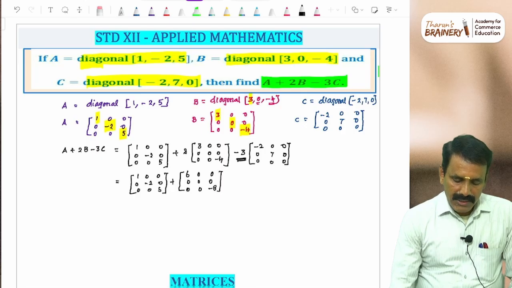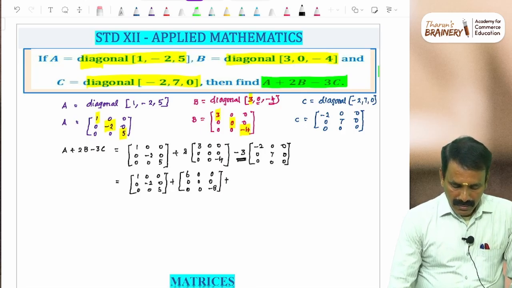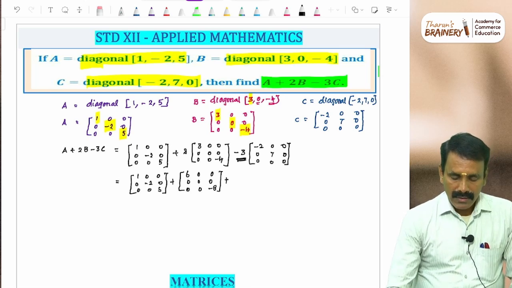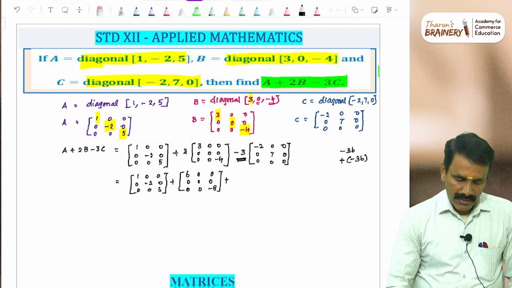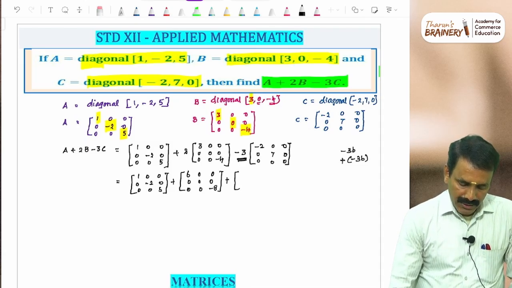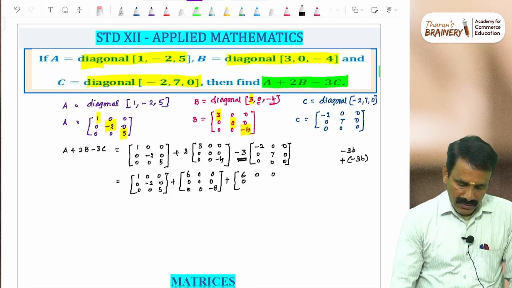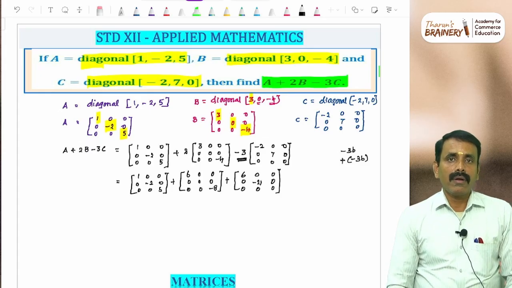Now, I will change this minus 3 to plus. I multiply minus 3 inside. Is it clear? Minus 3C, we can write as plus of minus 3C. So, I take minus 3 inside. In that case, what will you get? Minus 3 into minus 2 is 6. Multiplying any scalar with 0 gives the answer 0. Next, minus 3 into 0, 0. Minus 3 into 7 is minus 21. Minus 3 into 0, 0. Again, this is 0, 0, 0. And you can see all the matrices are of the same order.